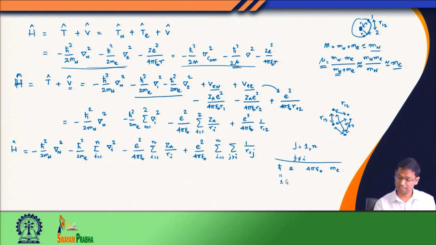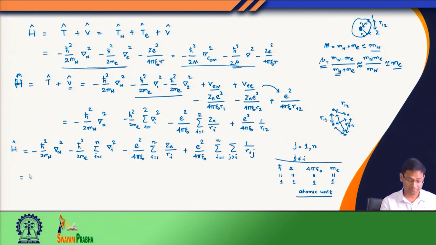So, let us define a new unit system where each of these terms is defined as 1, and this unit system is called the atomic unit. We will discuss more about atomic units in a moment's time, but what we do is that we will use h bar as 1, e as 1, 4 pi epsilon 0 as 1, m e as 1 in this equation and see the effect.